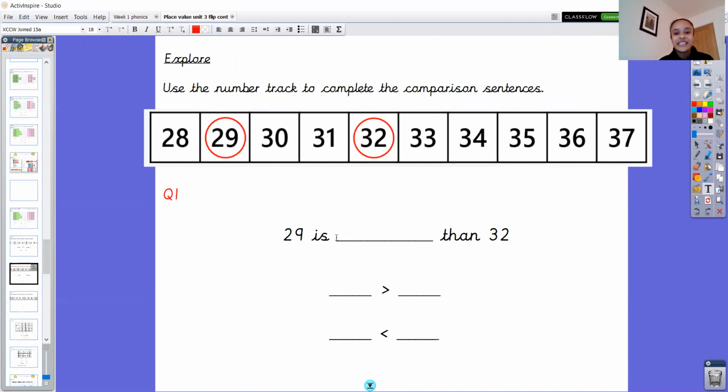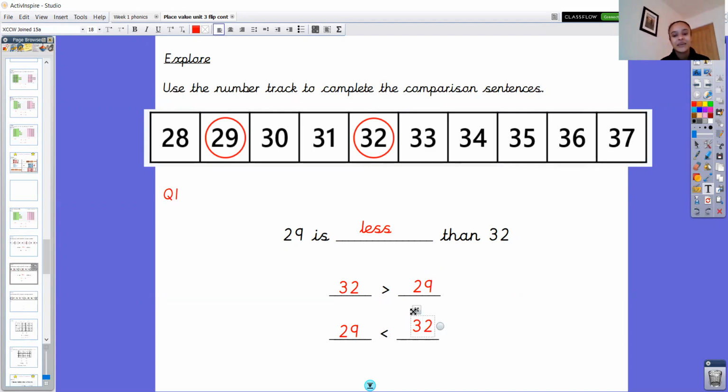Well done, Year 1. So 29 is what than 32? Have a look at it on my number line. 29 is less, well done, is less than 32. Okay, and then I want to put the numbers in so they make sense. So this one, I want something is more than something, something is less than something. So I need to have what number first? I need to have 32 is more than 29. Well done. And then I swap them around. I have 29 is less than 32.